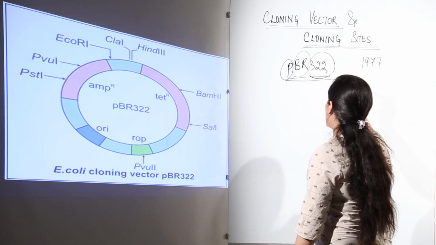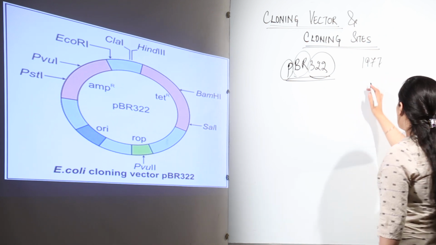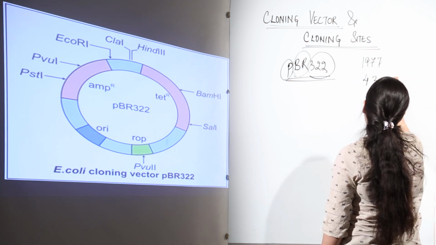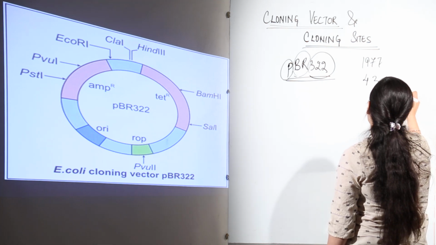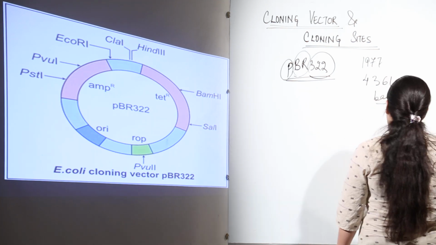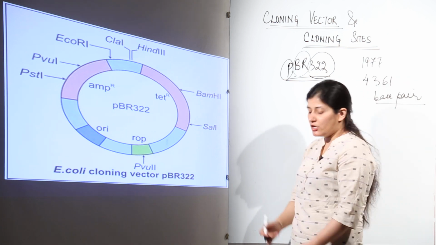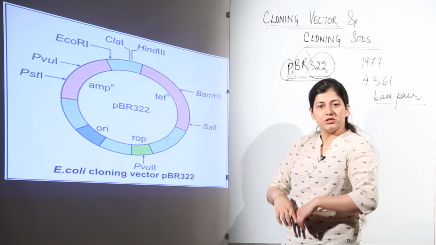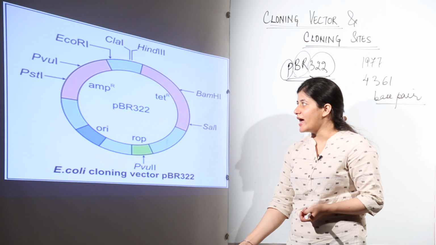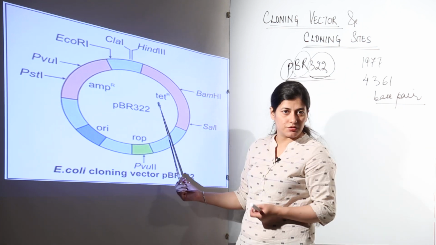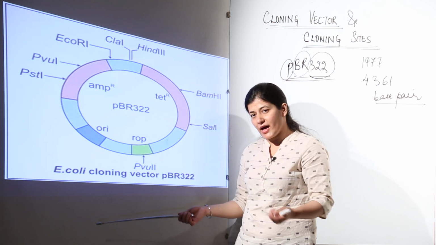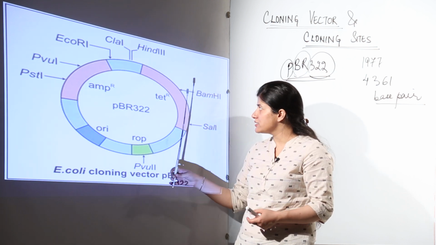So we have this plasmid that is having 4,361 base pairs in its composition. So it is a small cloning vector. It could be studied easily. Now what do we have in it? This plasmid was designed in such a way that it has an ampicillin resistance gene and a tetracycline resistance gene, and apart from that it is having many sites.